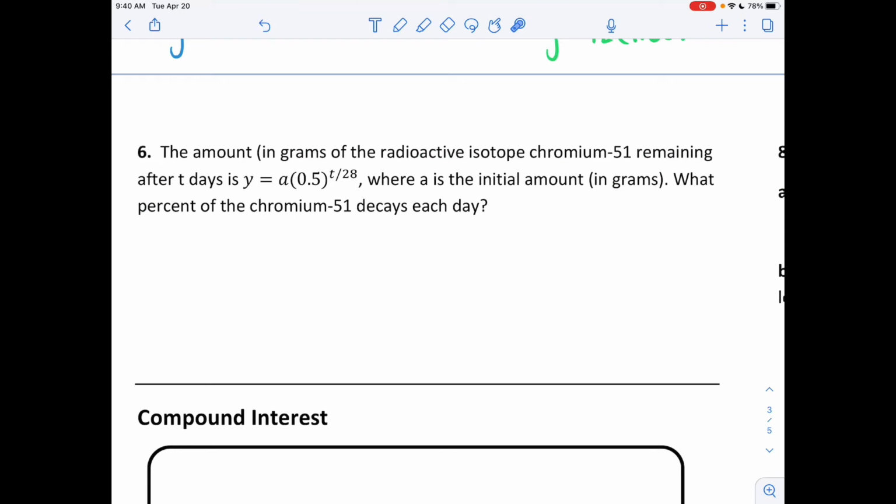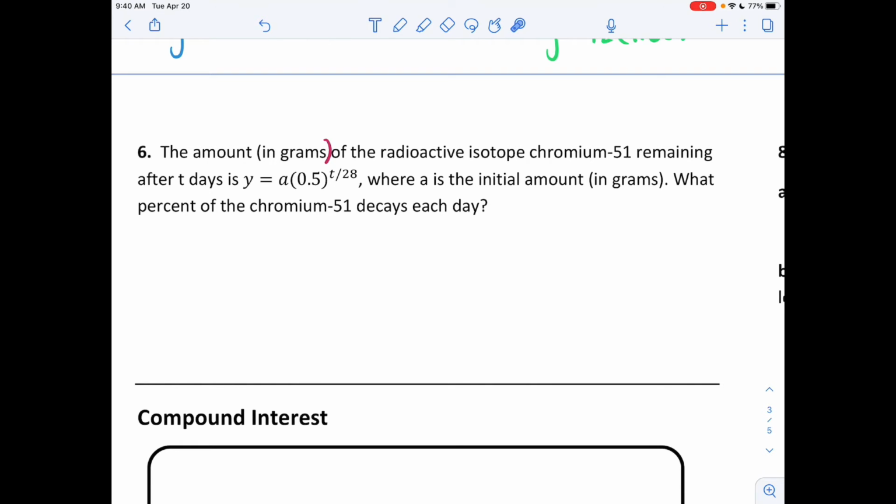This next example is going to show you how to break the equation apart a little bit when it's not written in the format that we're expecting it to be, in order to pull out a rate of growth or decay, in this case decay. The amount in grams of the radioactive isotope chromium-51 remaining after t days is y equals a times 0.5 to the t over 28 power, where a is the initial amount in grams. What percent of chromium-51 decays each day?